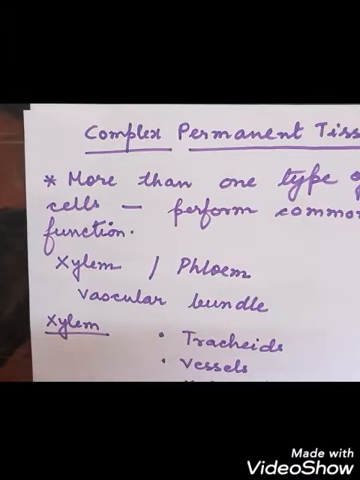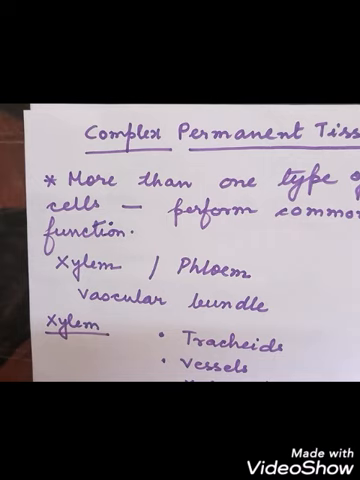Today's topic is complex permanent tissue. Already you have got the idea about simple permanent tissue, where we have already studied parenchyma, sclerenchyma and collenchyma. Now we will be starting with the complex permanent tissue.